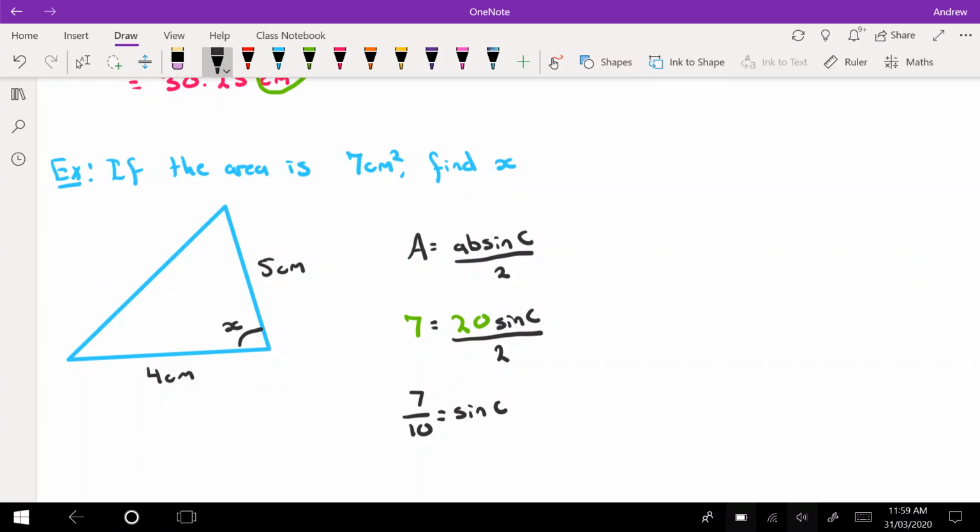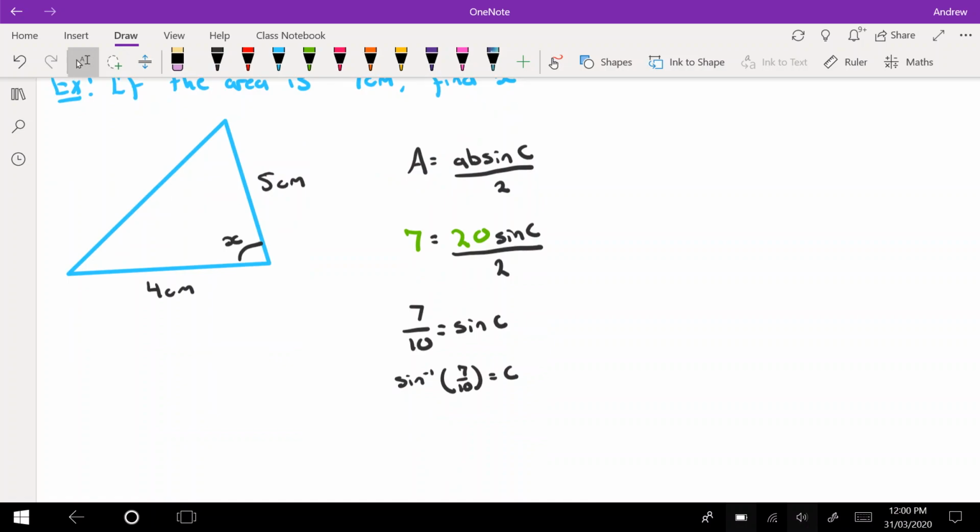And then to find the value of C, I need to use my inverse function. So sine -1 of 7 over 10 is equal to C. And that's going to give me 44.4. So therefore, x is equal to 44.4 degrees.